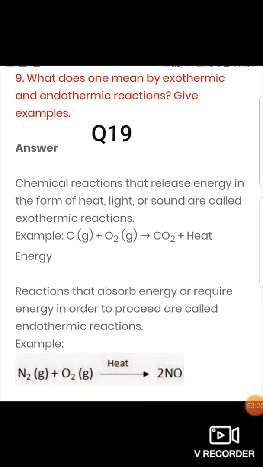Reactions that absorb energy or require energy in order to produce or proceed are called endothermic reactions. Example, nitrogen plus oxygen gives nitrogen oxide.